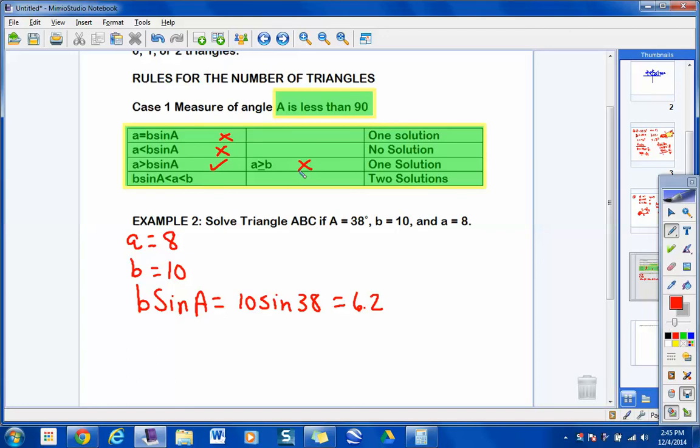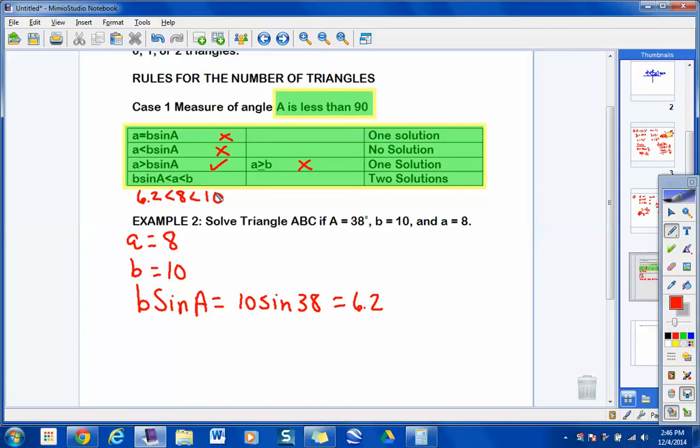Which one's looking like it might work for us? The last one. Is B sine of A, this 6.2 value, less than my A value, which is 8? Is that working? And is that 8 less than the B value of 10? Is that working? You guys agree with that? We're probably going to get through this example here today and end here today, but that's okay. How many triangles are there that we can form with this given information? There are going to be 2 of them.